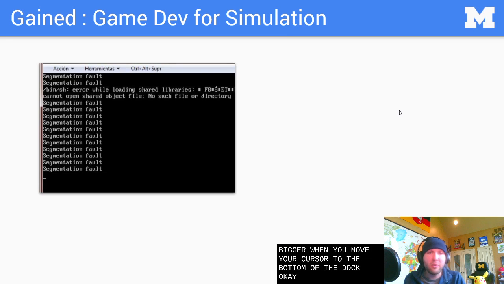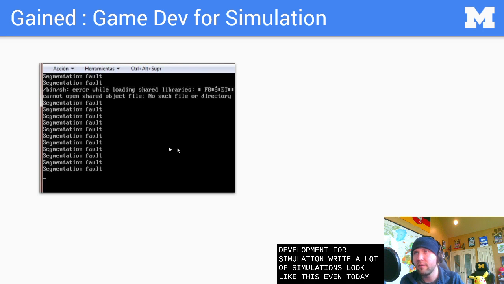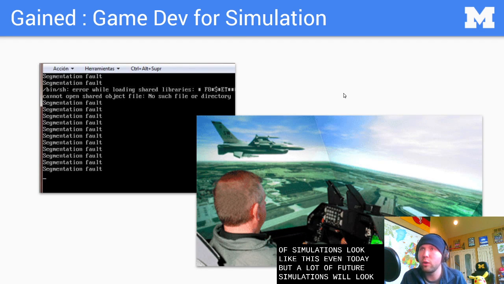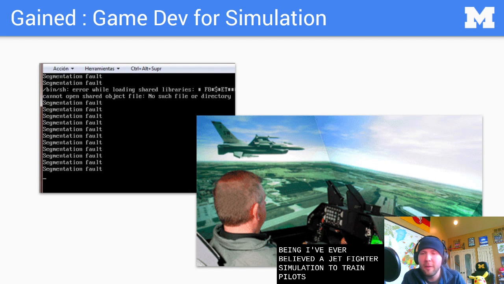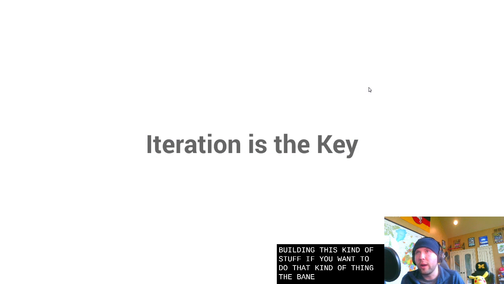Okay? What about game development for simulation, right? A lot of simulations look like this, even today. But a lot of future simulations will look more and more like this. This being, I believe, a jet fighter simulation to train pilots. Yeah, there is a lot of money that flows into programs like this to train military, to train pilots, right? To train just passenger pilots from countries all around the world. And so you can find a very lucrative career building this kind of stuff if you want to do that kind of thing. The main takeaway here, right?